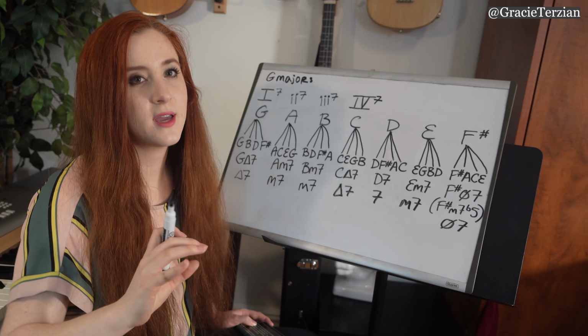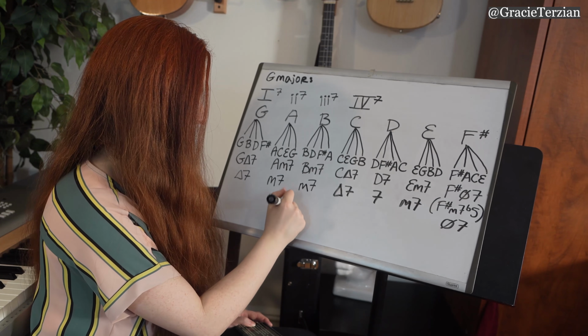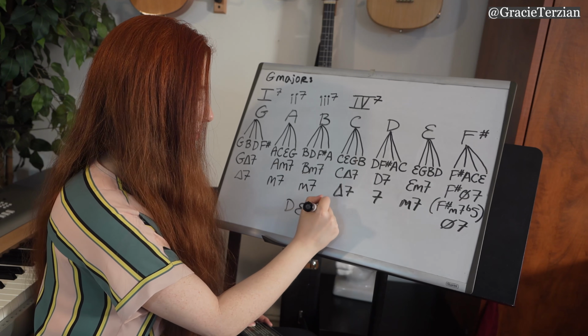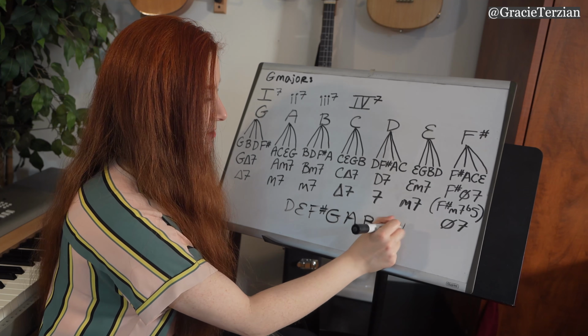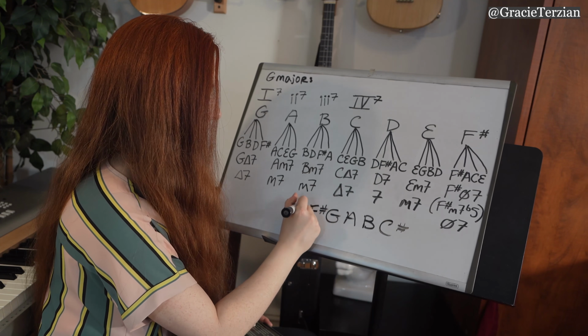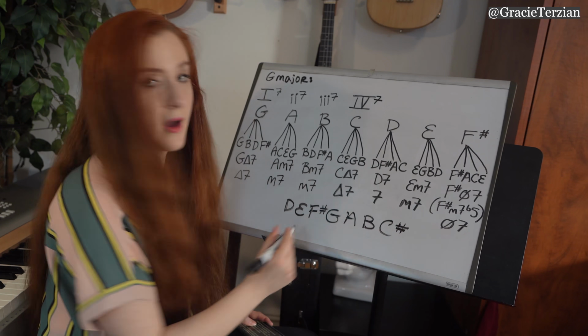So we're actually going to think about a D major scale, which is, I'll write out the notes, D, E, F sharp, G, A, B, and C sharp. These are the notes in our D major scale, okay? So these are the notes that we're going to be now thinking about.